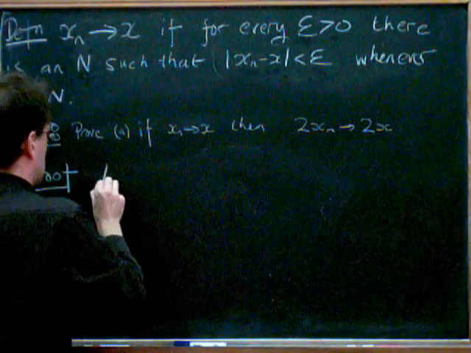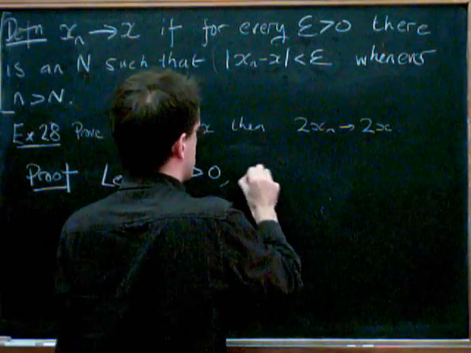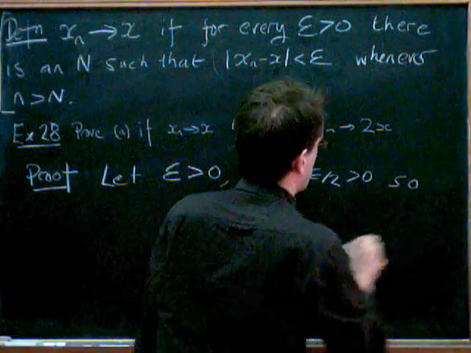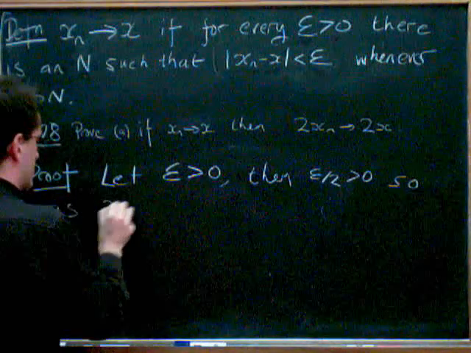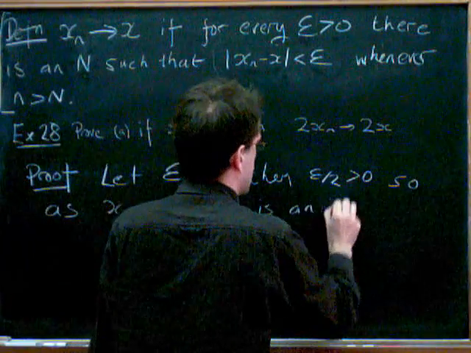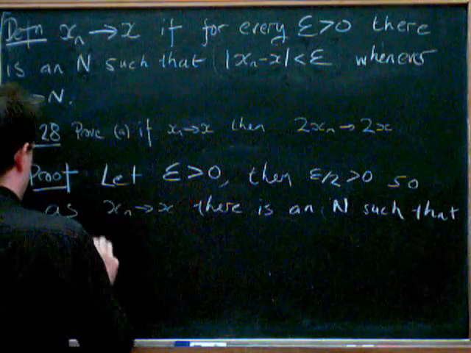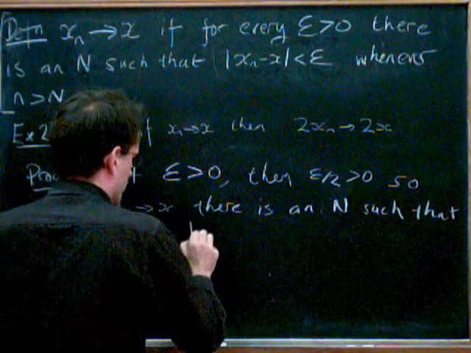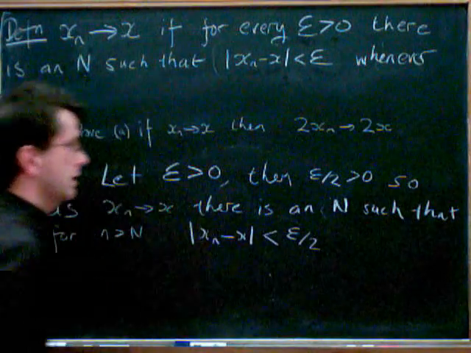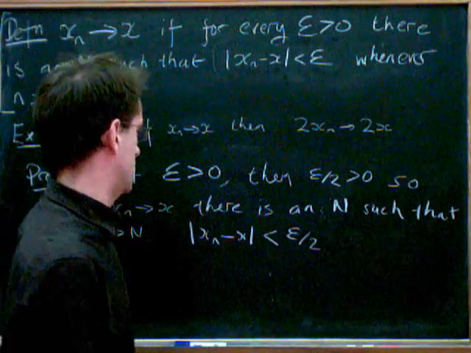So we have to start with, let epsilon be bigger than 0. So then epsilon over 2 is bigger than 0. So as xn tends to x, there is an N such that for little n bigger than big N, the modulus of xn minus x is less than epsilon over 2. Okay. So we know we're just running this through, and using epsilon over 2 is equally valid.